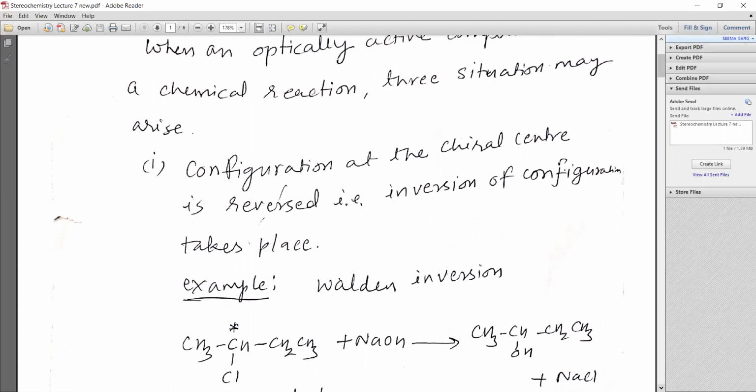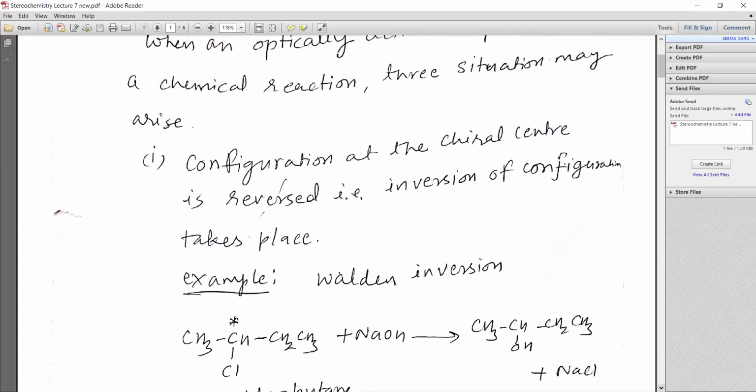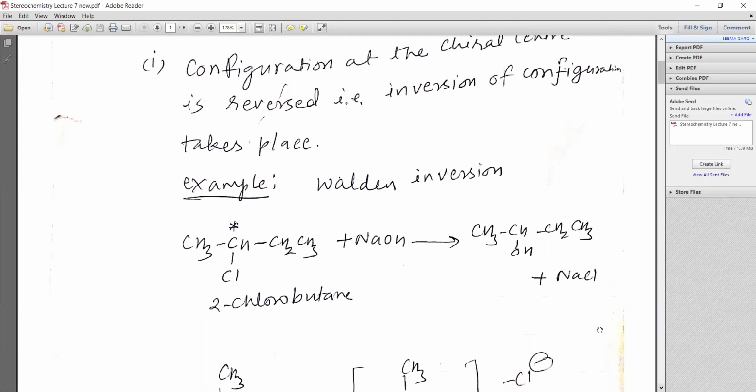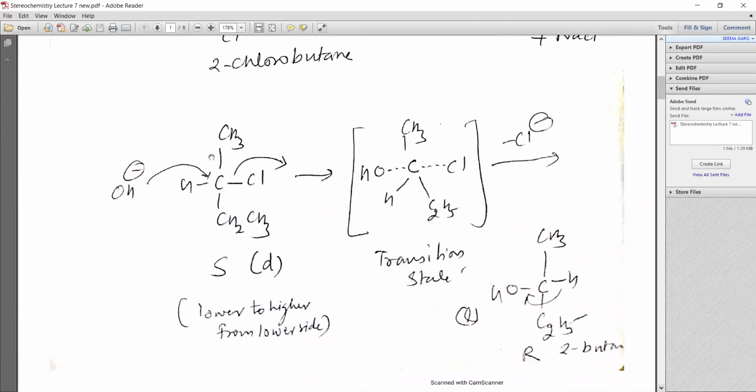Walden inversion. 2-chlorobutane, when it is reacted with a strong nucleophile, we will get 2-butanol. Here, this 2-chlorobutane has the dextrorotatory configuration, the dextrorotatory optical isomer.